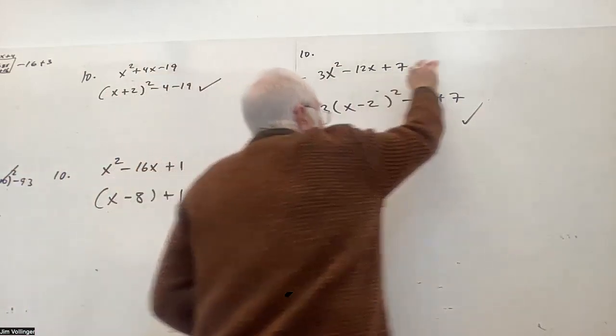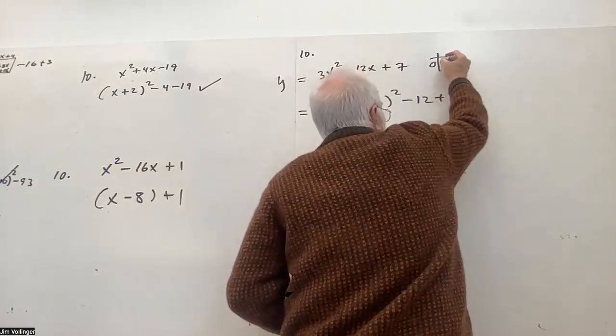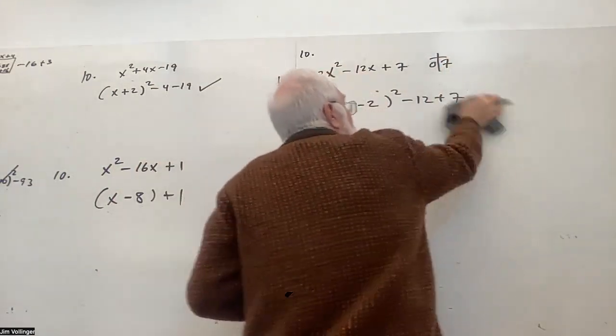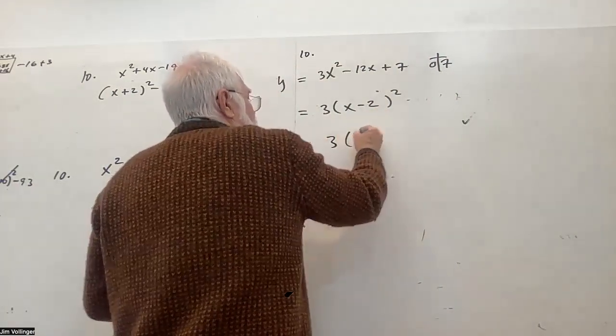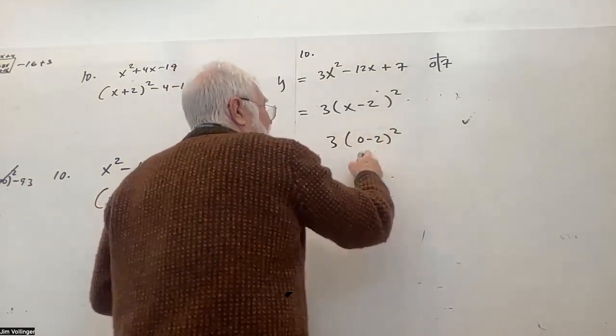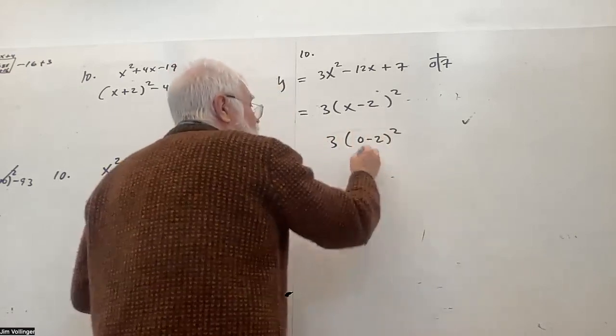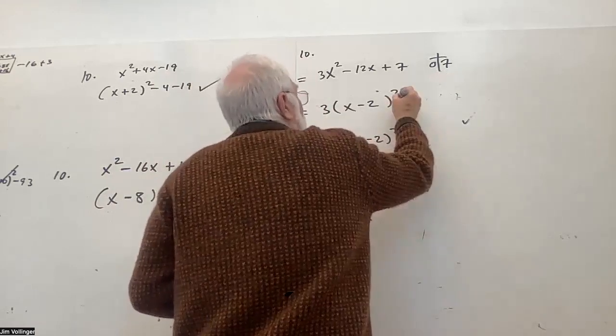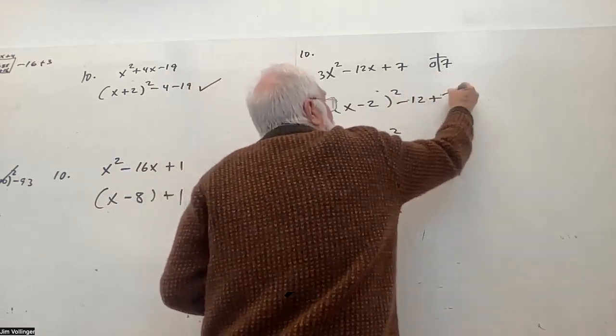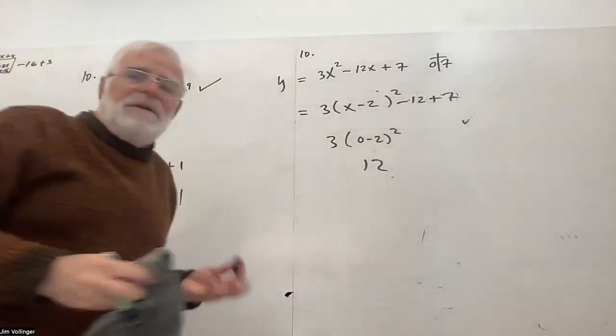Remember, up here, we can see a 0 gets us a 7. I will talk about this one, right? But if I put 0 in here, I get 3 times 0 minus 2 squared, and that gets me 12. Well, 12 isn't 7. So I get rid of that 12, and I write the 7. I don't have to think.